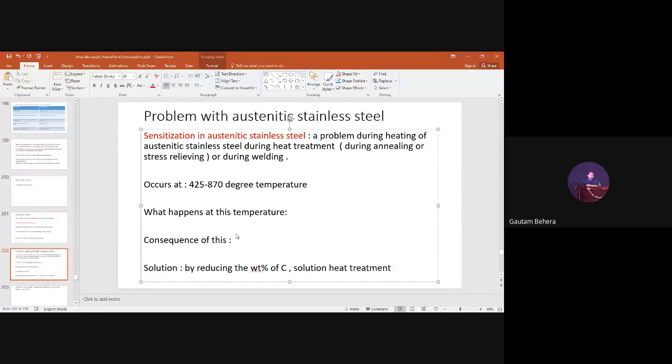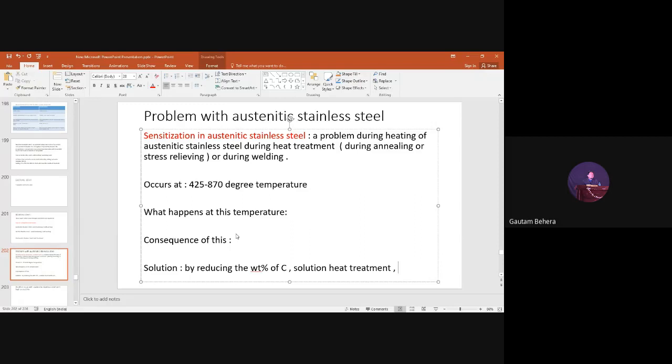Again, I'm repeating. Suppose you already have chromium carbide, so you can do solutionizing heat treatment on these steels. Solutionizing heat treatment means you take this austenitic stainless steel containing chromium carbide to a very high temperature, like 1000 or 1100 degrees centigrade, where the chromium carbide will get soluble in the matrix phase. Then you do quenching, or rapid cooling, so that chromium carbide will not form again. It will remain in solution form, right? So this is another solution.